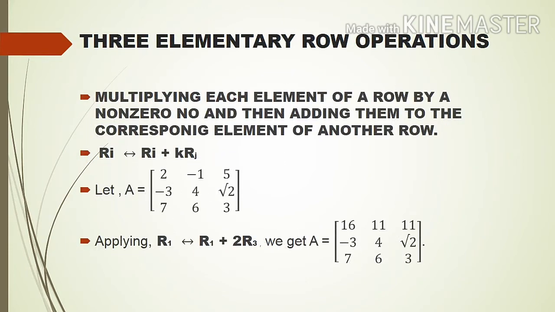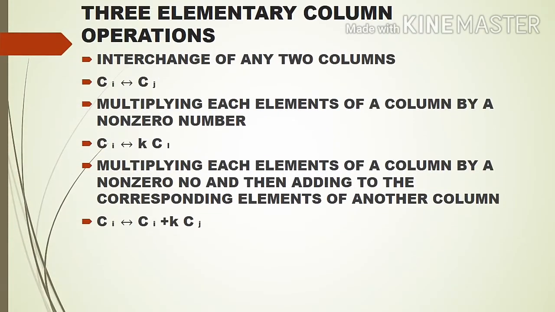Next is multiplying each element of a row by a non-zero number and then adding them to the corresponding elements of another row. So Ri is changing as Ri plus k into Rj. Same thing here: one matrix is given and we apply R1 changing as R1 plus twice R2. So 2 plus 2 into 7, 7 twos are 14 plus 2, 16. Row 1 is changing like this. Then minus 1 plus 2 sixes are 12, that is 11. 5 plus 2 threes are 6, 11. So only row 1 is changing.